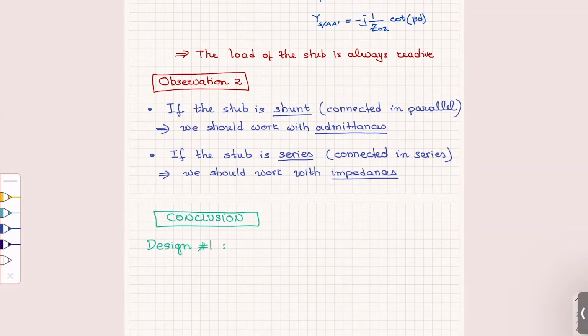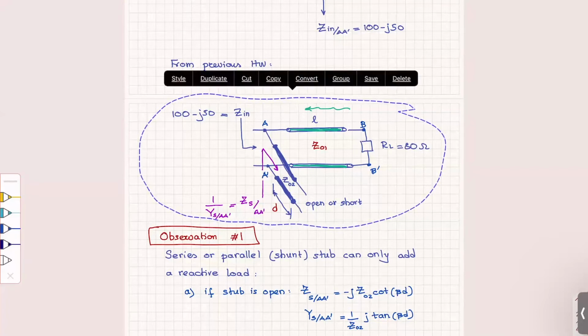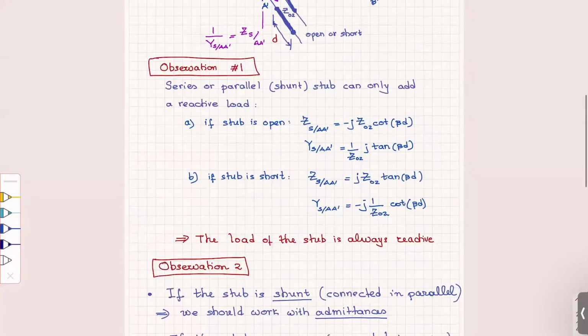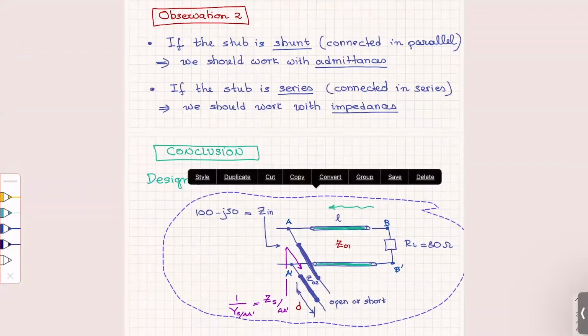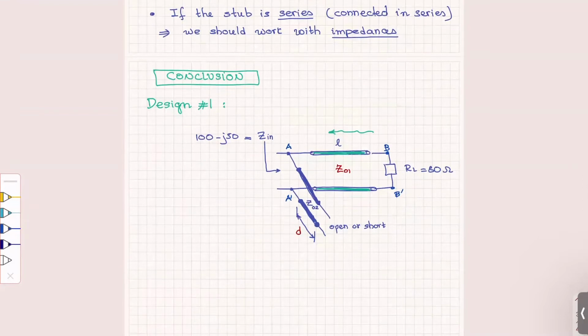So in any case, one possibility, design number one, is to, let me take this again. So copy and paste. To simplify some things, I will remove this. And then I will say the following: Design number one, and I will write it in green.